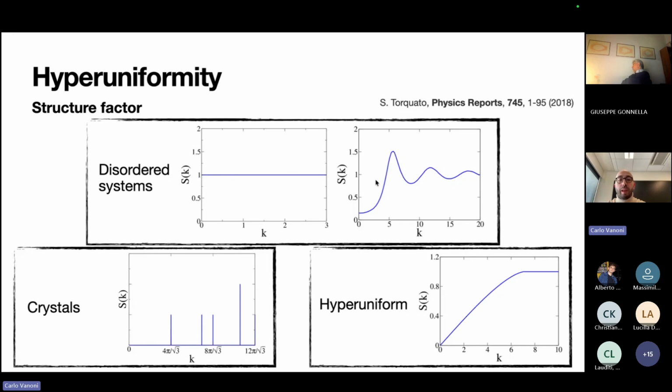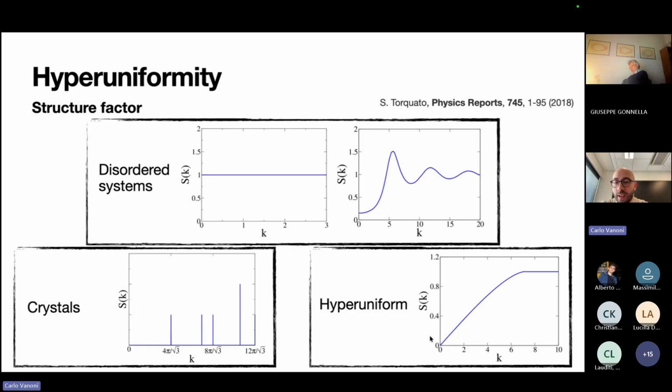If you have, for example, a packing problem, that is not hyperuniform, you can have a small suppression of S of k towards k equal to 0, but still the value is not 0. If instead you're dealing with a crystal, of course, crystals are hyperuniform because you just have Bragg peaks in the positions given by the symmetry of the lattice.